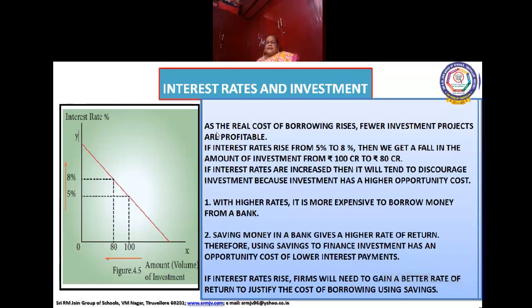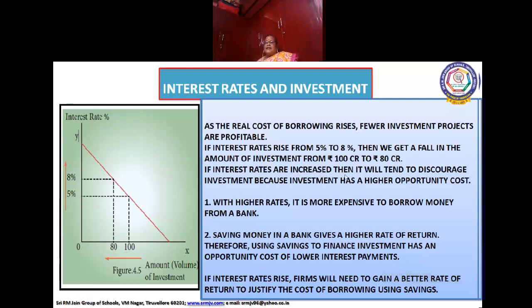Okay, let us see. As the real cost of borrowing rises, fewer investment projects are profitable. If interest rates rise from 5% to 8%, then we get a fall in the amount of investment from 100 crores to 80 crores. If the rate of interest goes on increasing from 5% to 8%, we can easily notice that the amount of investment is falling from 100 crores to 80 crores.